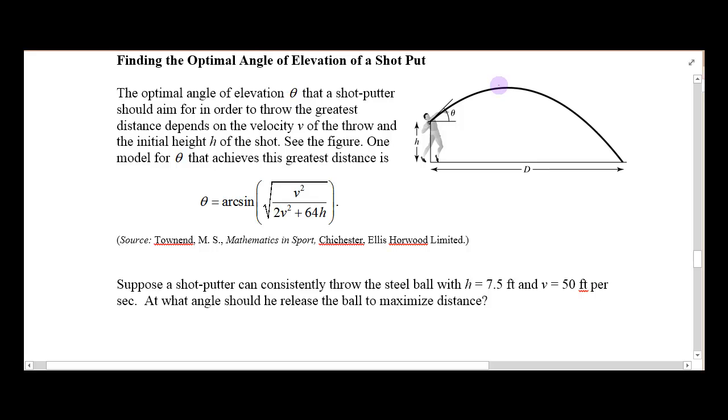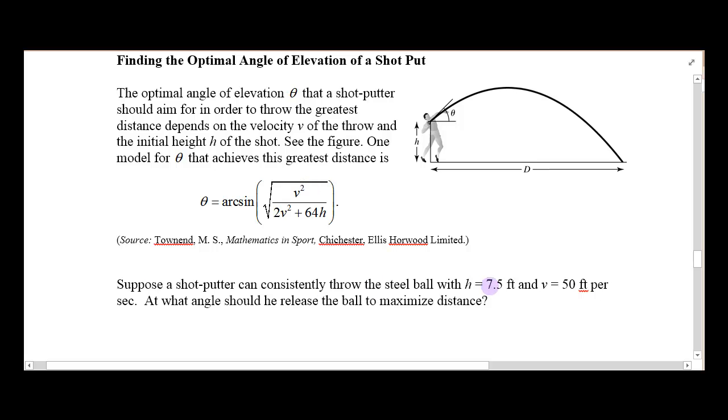He has some momentum or some velocity that he's throwing it at, and the question says, or the formula that we're looking at, what is this angle going to be to maximize his height so that he can get the greatest distance, because that's kind of the name of the game for these shot putters. And it's given by this equation right here. You can see it's the inverse sine or arc sine of this right here.